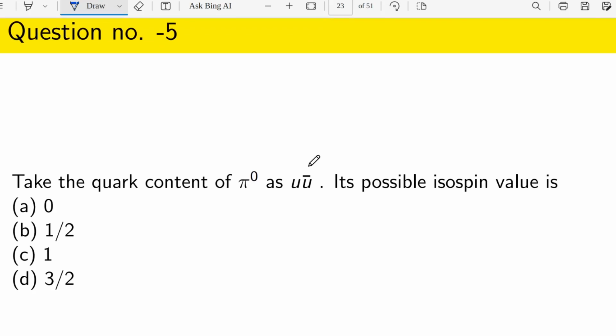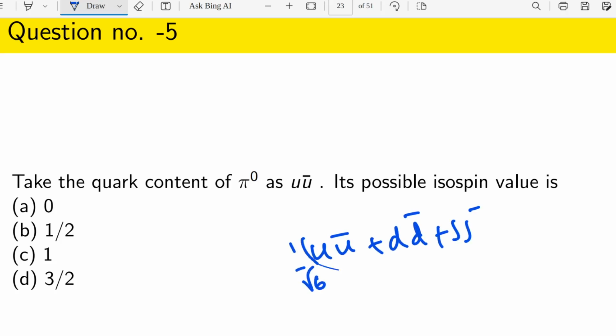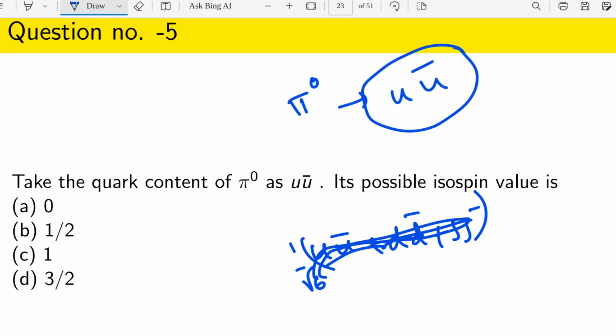Now coming to question 5. Okay, so in that question number 5 you can see, take the quark content of pi 0 as U U bar. If you know that pi 0 has a quark content U U bar plus D D bar plus S S bar over 6, like that. But right now we are not going to do that. They have already told us that pi 0 has a quark content U U bar only. Just take that one. Good. Its possible isospin value is what? They are asking what will be the possible isospin value for this combination U U bar.